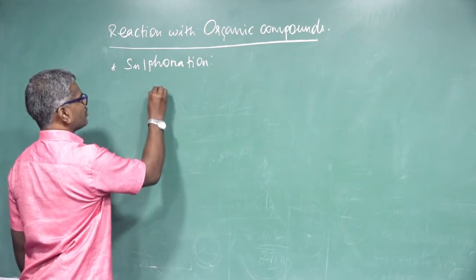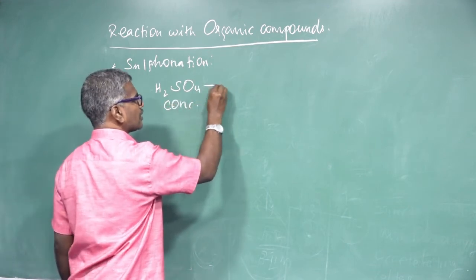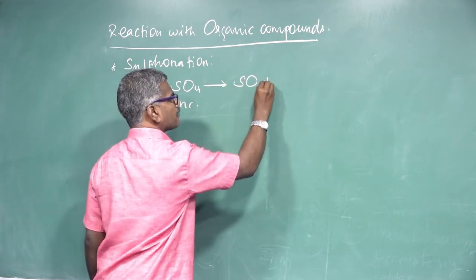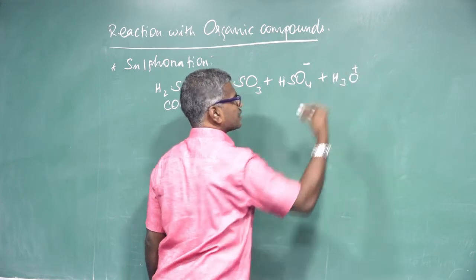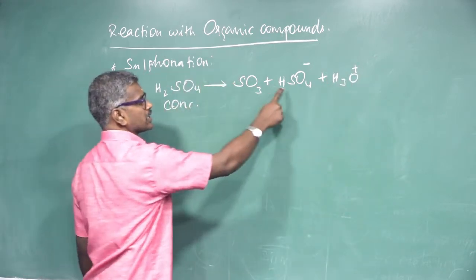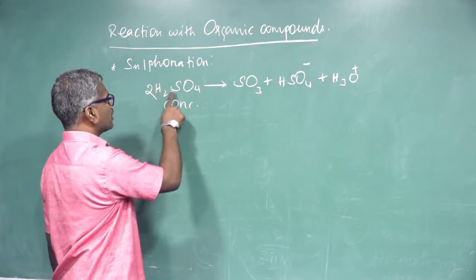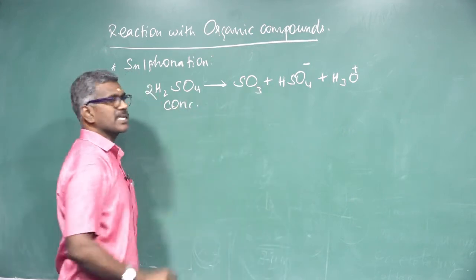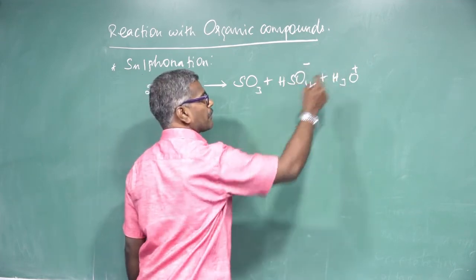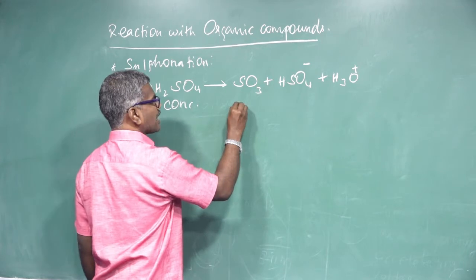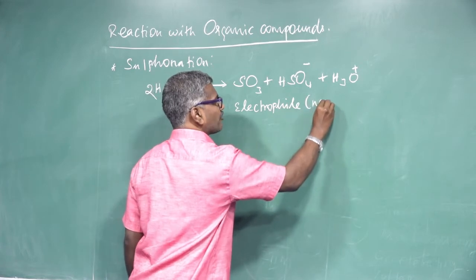For example, H2SO4, concentrated sulfuric acid, will give SO3, HSO4 minus, and H3O plus. Count the hydrogen: 2 on the left; sulfur: 2 on the left, 1 here; oxygen: 8 oxygen, 3 plus 4, 7. The negative and positive charges neutralize. This acts as an electrophile, a neutral electrophile.